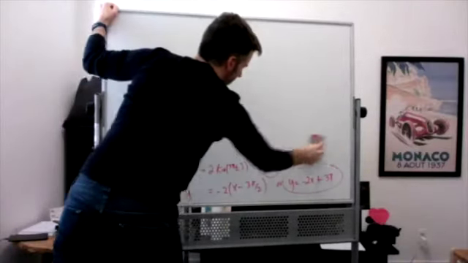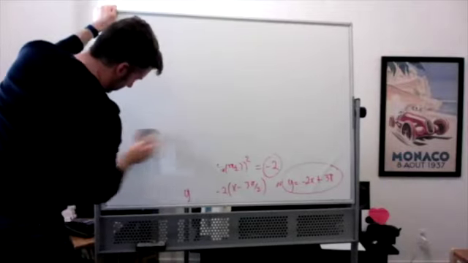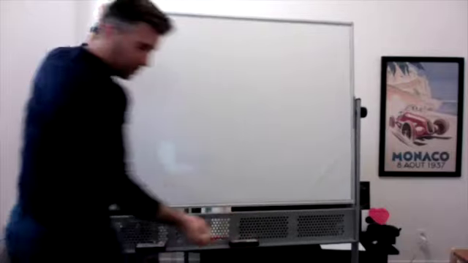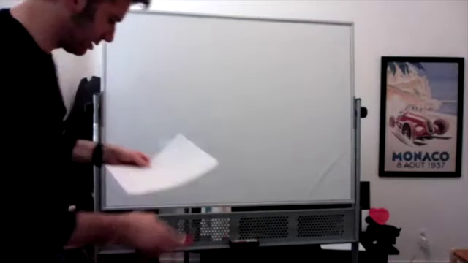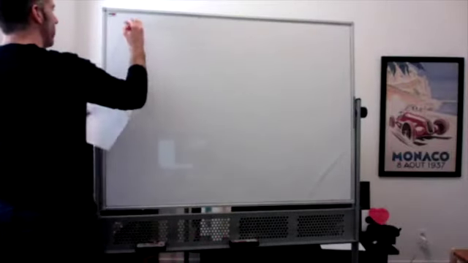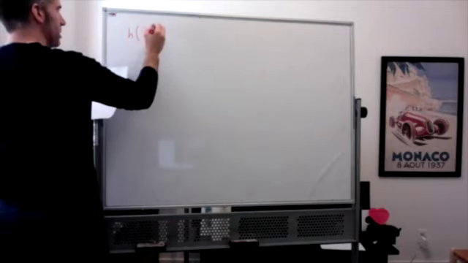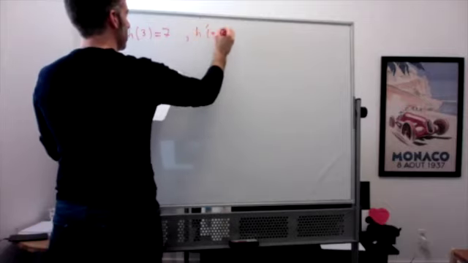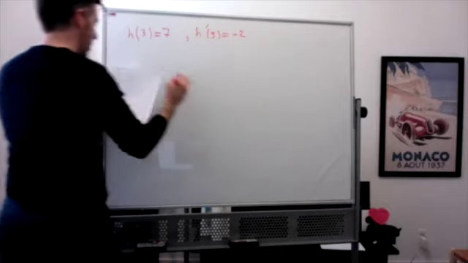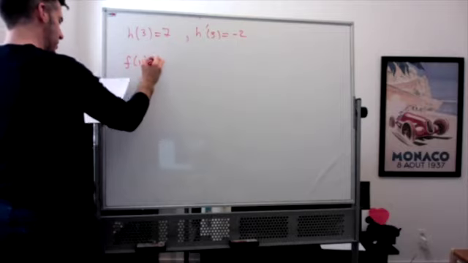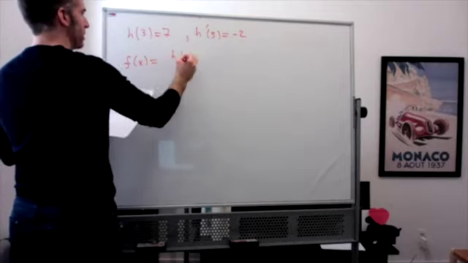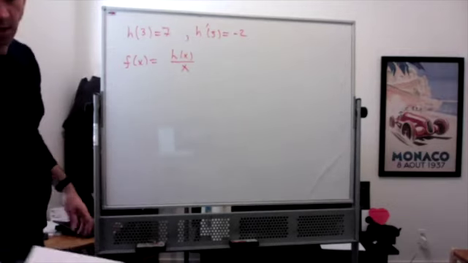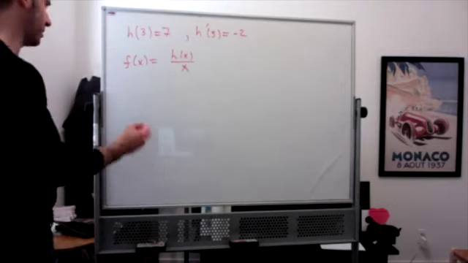I always think it's weird when you get asked questions like to take a derivative of a thing, but you aren't actually given the function. What I mean by this is something like this. We're given that h of 3 is equal to 7, and h prime of 3 is equal to -2, and we're given that f of x is equal to h of x divided by x, and they ask us to find f prime of 3. So before we can find f prime of 3, we have to find f prime of x.